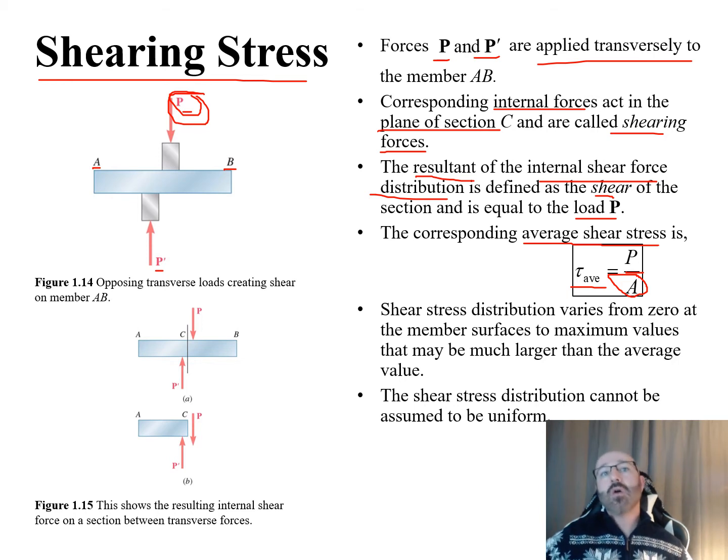So the thing to note about shear stress is that if we're at the member surface, this is going to be 0. And then it's going to vary as it goes away from there and could be much larger than the actual average value that we're seeing here for our tau sub average, our average shear stress. So with that being said, we must also take into account that this shear stress distribution cannot be assumed to be uniform.